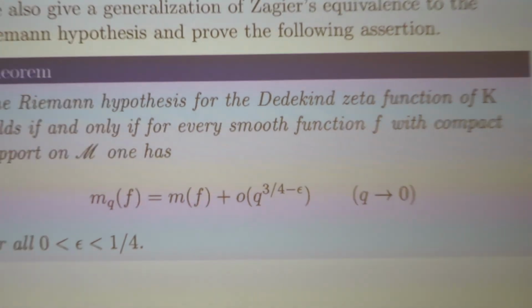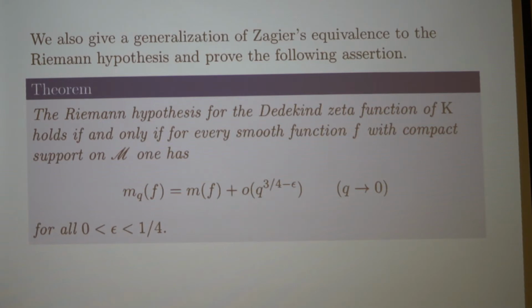Finally, we also have a result that relates this with the Riemann hypothesis for the Dedekind zeta function of the number field, and this relation tells us that the measures N_Q are uniformly distributed with respect to the measure M at a certain speed if and only if the Riemann hypothesis for the Dedekind zeta function of the number field K is true.